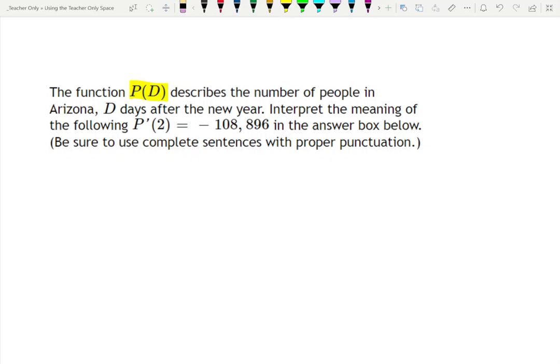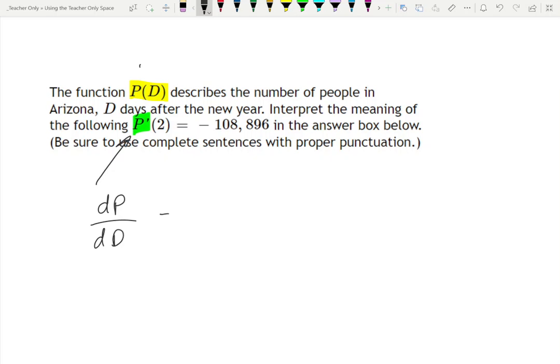So it's the number of people in Arizona, d days after the new year. Okay? Interpret the meaning of the following. Now, the first thing we're going to notice is this is not p, this is p prime. So when we see derivatives, I prefer to say it helps to think of it in the other notation. It's the change. So instead of saying dy dx, the output is p, the input is d. So we're going to say it's dp dd. So the change in p over the change in d.